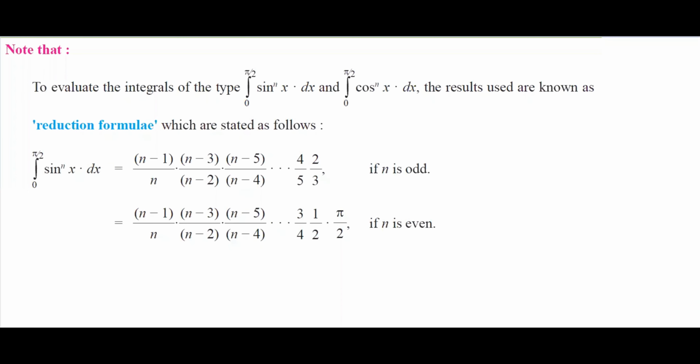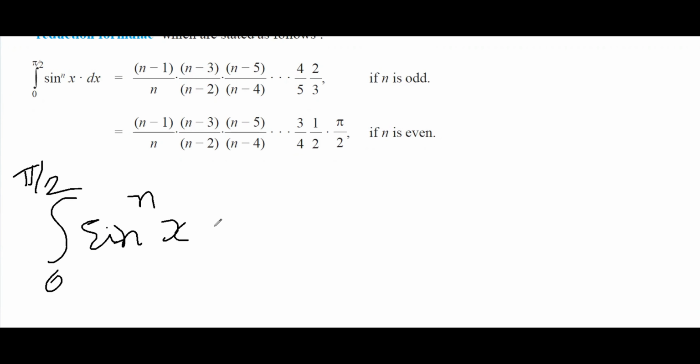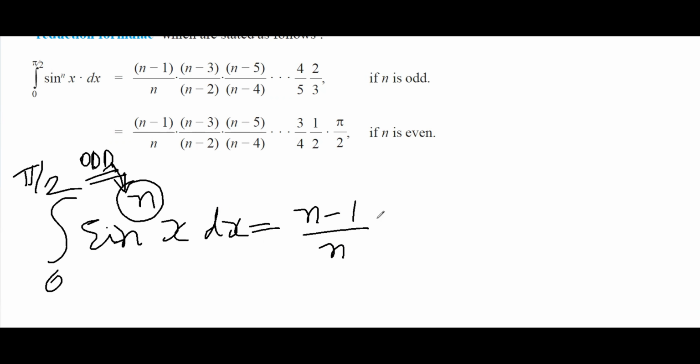Fine. So here we have some reduction formula. This reduction formula is applicable here as integration 0 to pi by 2 sine to the power of nx dx. If this particular n is odd, then what we do, we write n minus 1 upon n. Then again n minus 3 upon n minus 2.